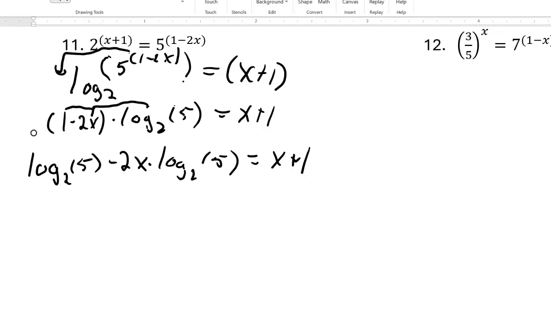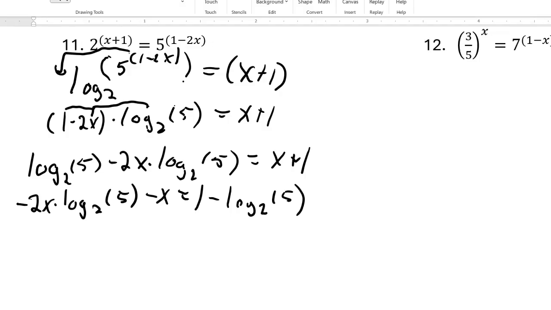So remember, the idea is to get all the x's on one side, everything that doesn't have an x to the other side. So I'm going to move all the x terms, so in this case the x from the right-hand side over to the left, and move the log base 2 of 5 over to the right. So I have negative 2x that was already there, log base 2 of 5. I've moved the x over, so I subtracted it from both sides. And then I moved the log base 2 of 5 to the other side. So I already had that 1 there, so it's going to be log base 2 of 5 being subtracted.